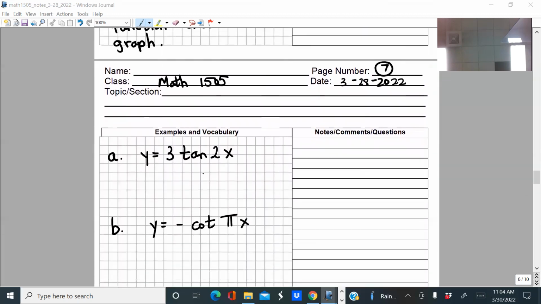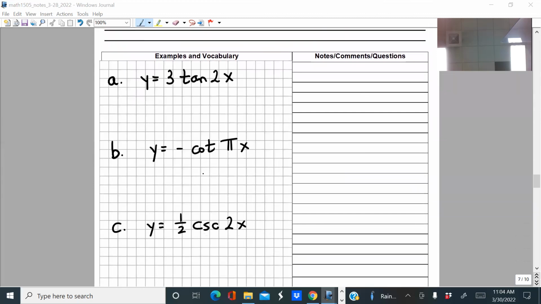Let's see if we can think about what these are going to look like, but we're not going to try to graph these by hand because that would really be tedious. All right, so what's happening with these functions? This is kind of like the graph of tangent, right? But what's different here?